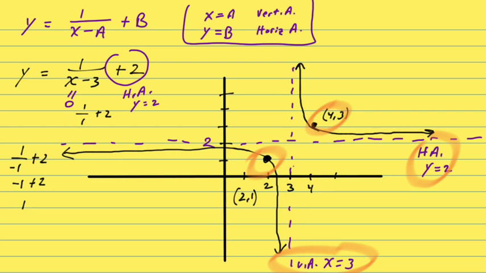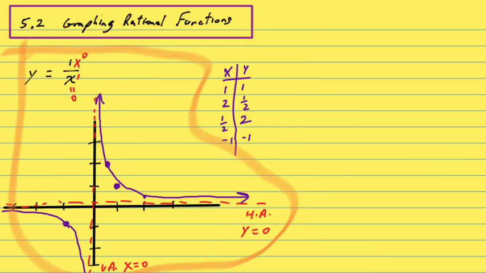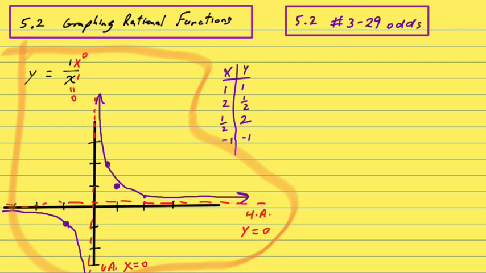And I'll be happy with a graph of this. This, by the way, is called a hyperbola, a rectangular hyperbola. So our assignment in 5.2 is going to be 3 to 29 odds. That'll get us some graphs with rational functions, including some horizontal asymptotes that we have to figure out ourselves. Okay, we're going to start in and work through some of these problems.